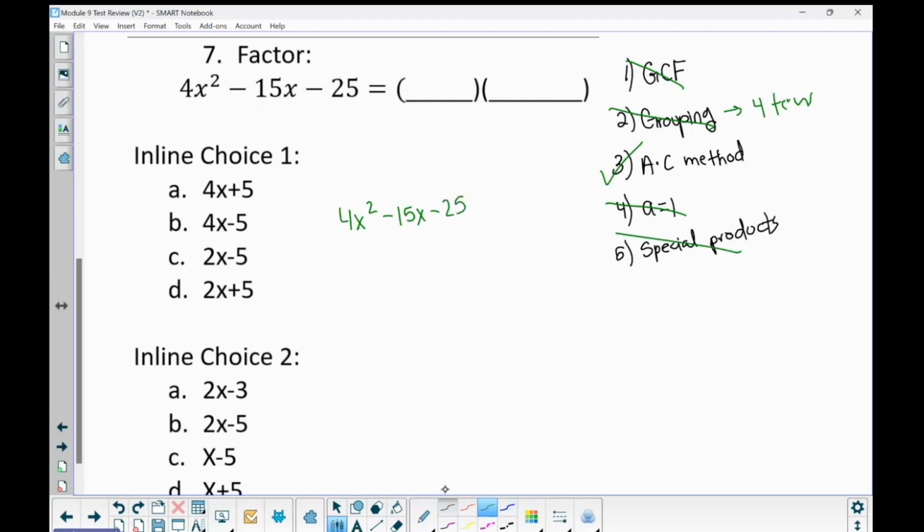Our first step in AC method is to do A times C. 4 times negative 25 gives me negative 100. Step 2, find all the multiples of negative 100. Now, when we have a negative, that means all of our terms have to be either a negative and a positive or a positive and a negative.